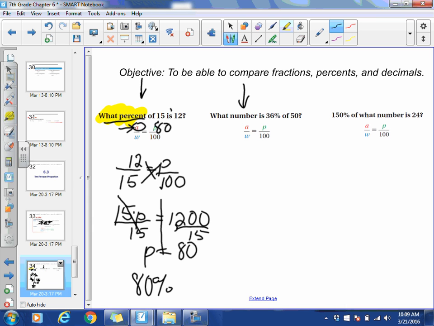All right, as I read, what number is 36% of 50? What number? So that one at the end, should it have a percent sign? Nope, it doesn't say what percent, it says what number. We're trying to find just a number, not a percent. Is 36%. Okay, here's the easy one. 36% means 36 out of 100. So P is 36.